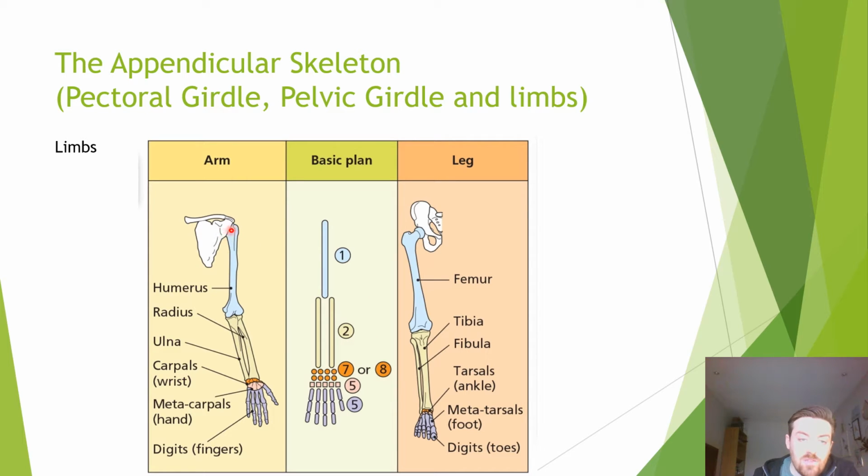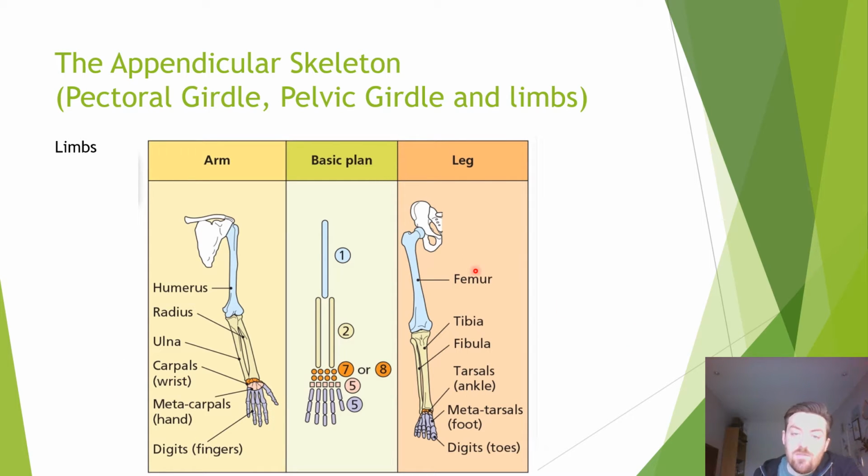So in the arm, you start off with the humerus. Then you have your radius and your ulna. Then you have your carpals, that's your wrist. Metacarpals is the base of your hand. So basically, carpals would be in your wrist here, metacarpals here, and then you have your digits, okay? And in this case, your fingers.